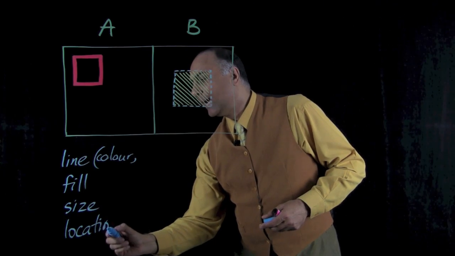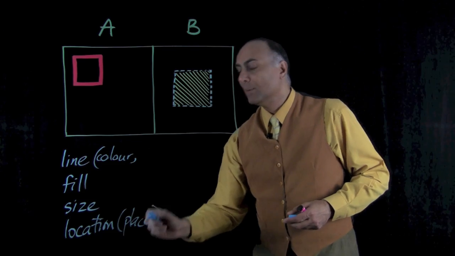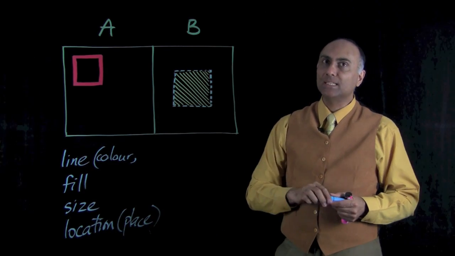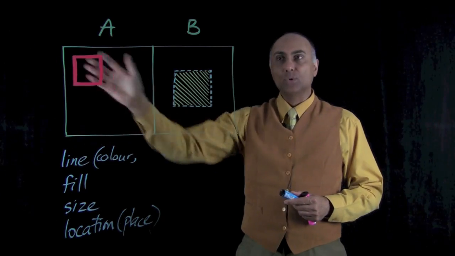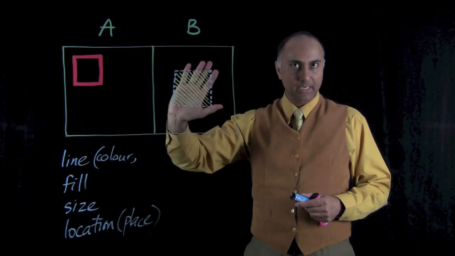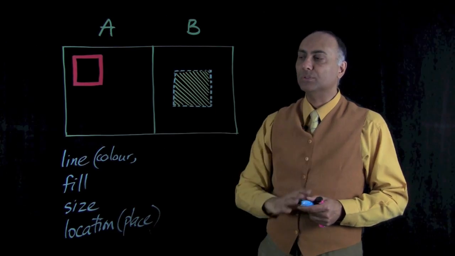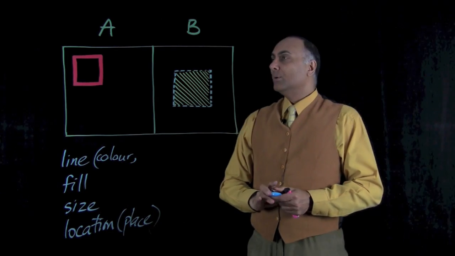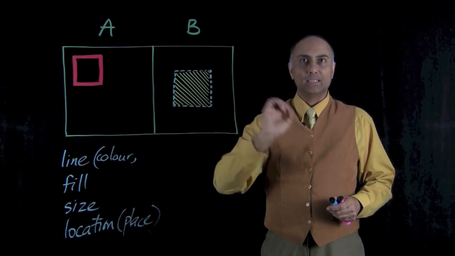Now, another word you can use for location is place, and that's probably just as good. But don't use position. Don't use position because position is ambiguous. Position could mean where it is, or it could mean which way up it is. So because position doesn't have a clear meaning, better not to use it. Use location or place. So here we have then the main differences between pictures A and B.